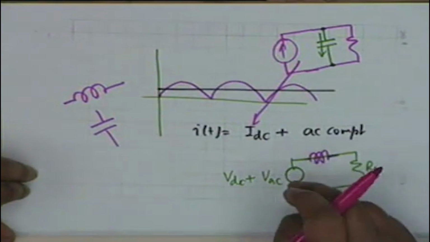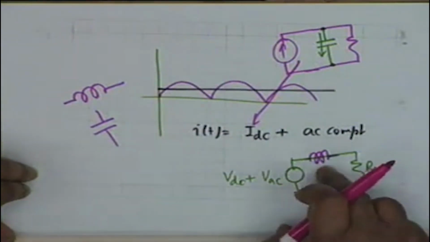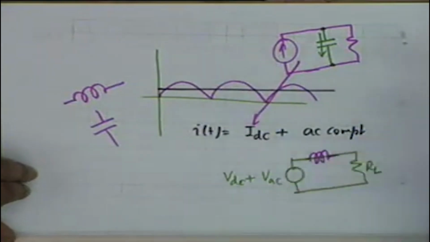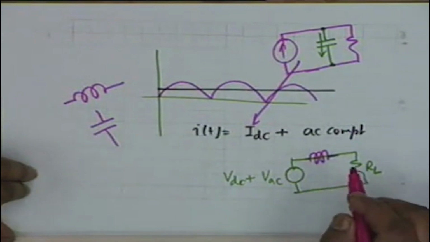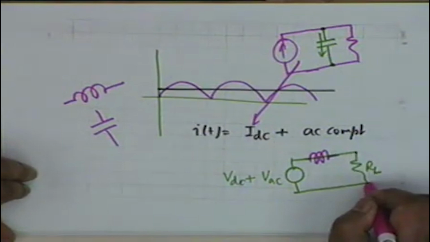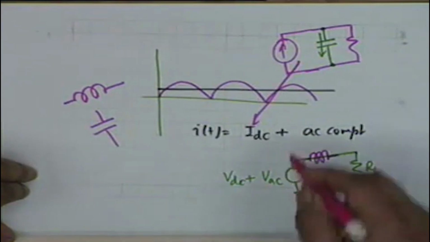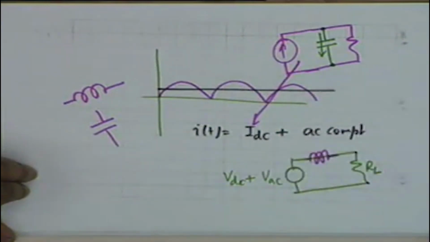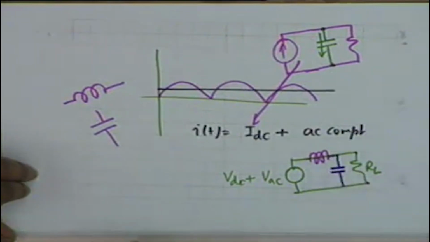The voltage across the inductor is L di/dt. So as far as the DC component is concerned, d/dt of IDC is equal to 0, and therefore an inductor does not drop DC. So the DC shall be dropped across RL, and it's the AC which shall be dropped in the inductor. A better structure would be to use an inductor as well as a capacitor.